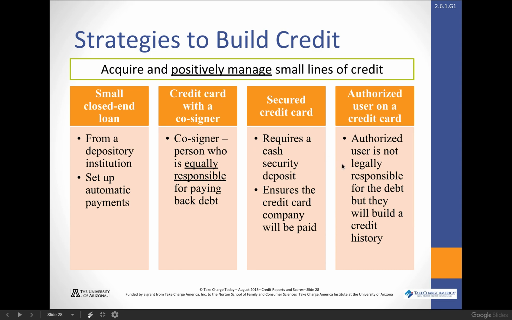Or you could potentially become an authorized user on somebody else's credit card. So if a parent or a guardian already has a credit card and they maybe want to get an extension of that, another card with your name on it that is still connected to that same account, you will then be able to build some credit based on the credit that your parent or your guardian already has established.